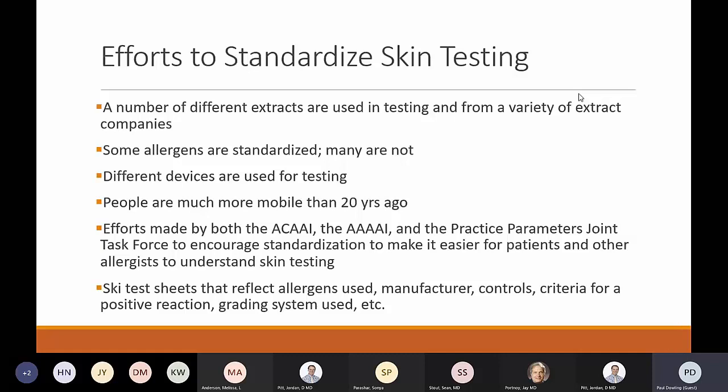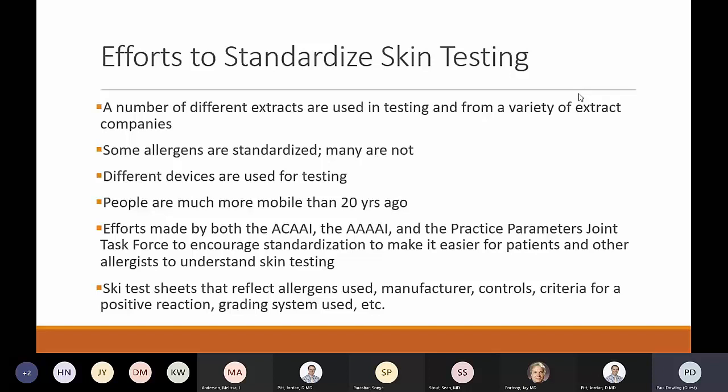There have been efforts made by both the college and the academy and the practice parameters and the joint task force to encourage standardization and make it easier for patients and other allergists to understand skin testing. And if you go to the websites for both the college and the academy, and the one I'm most familiar with is the academy, they have examples of skin testing forms and lots of other information related to trying to standardize the methods that we use. So if someone takes a skin test sheet from one doctor to another, that's something that they can interpret.